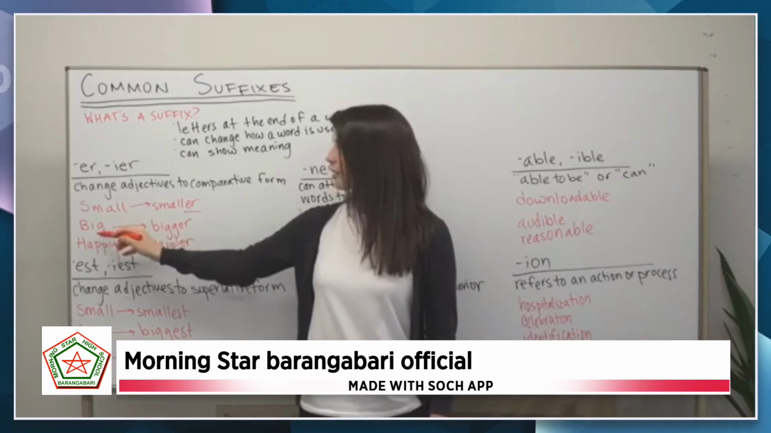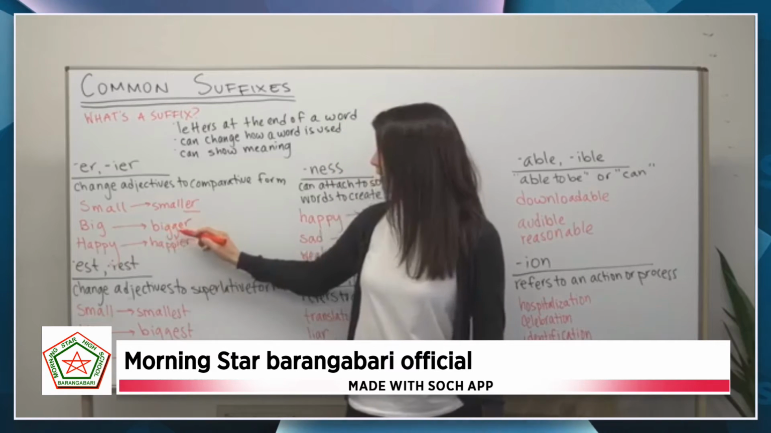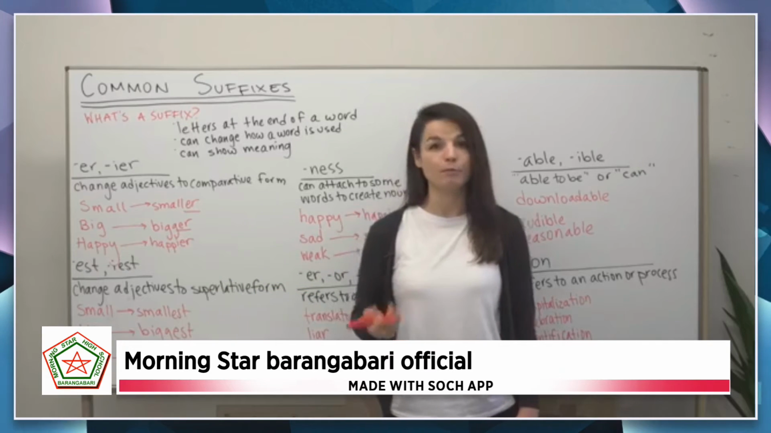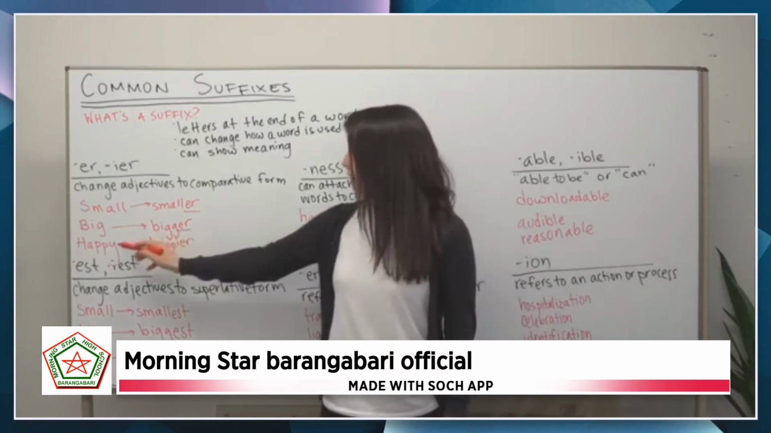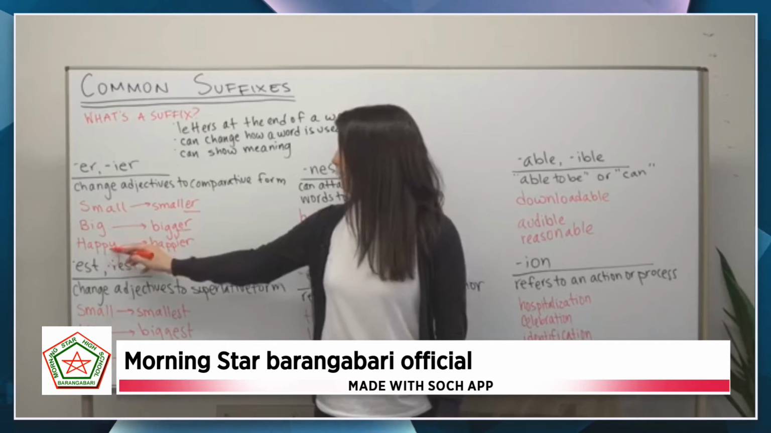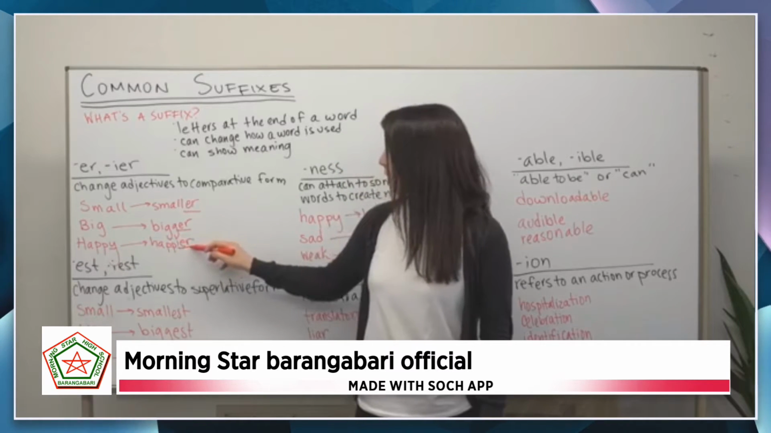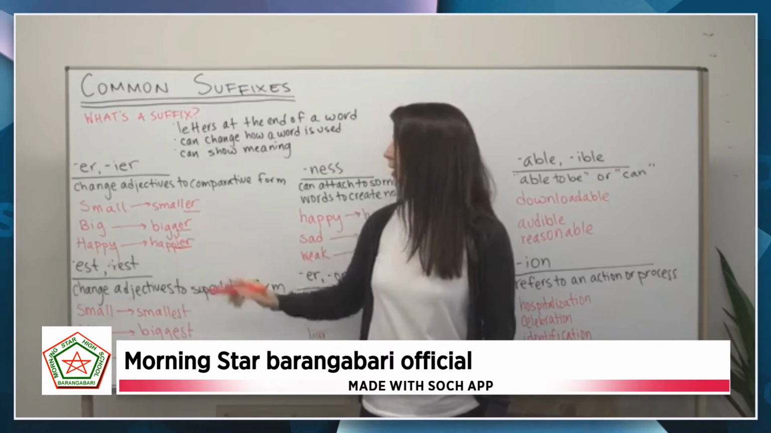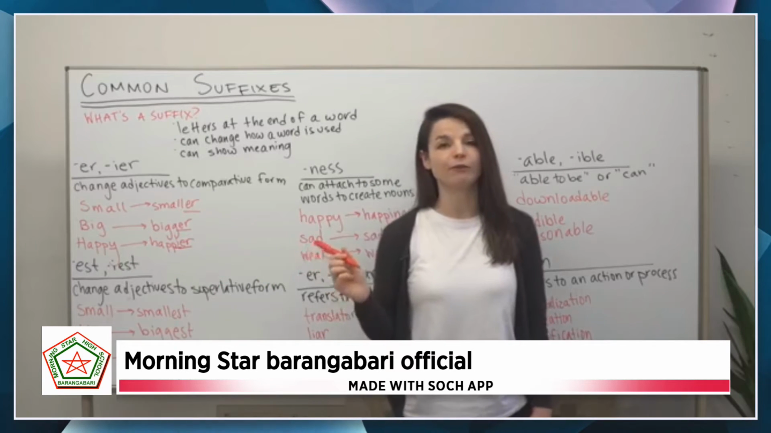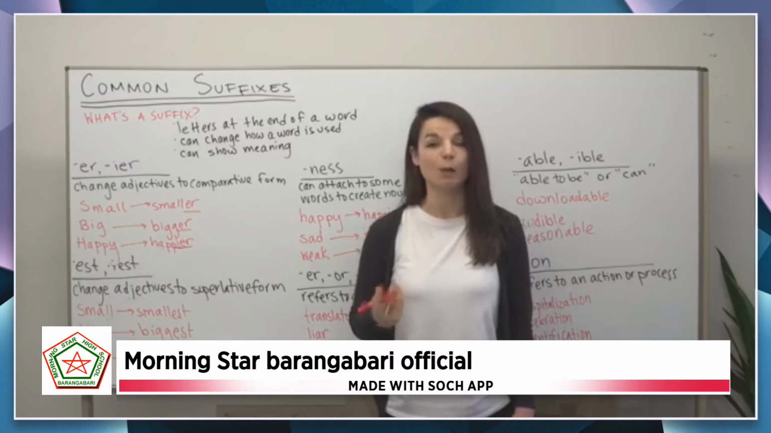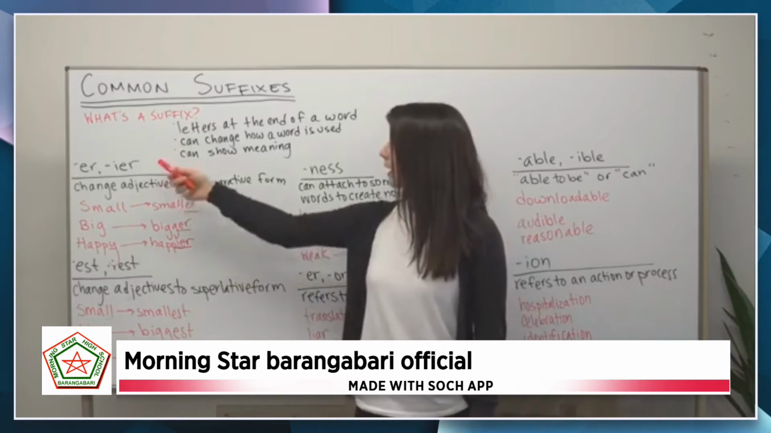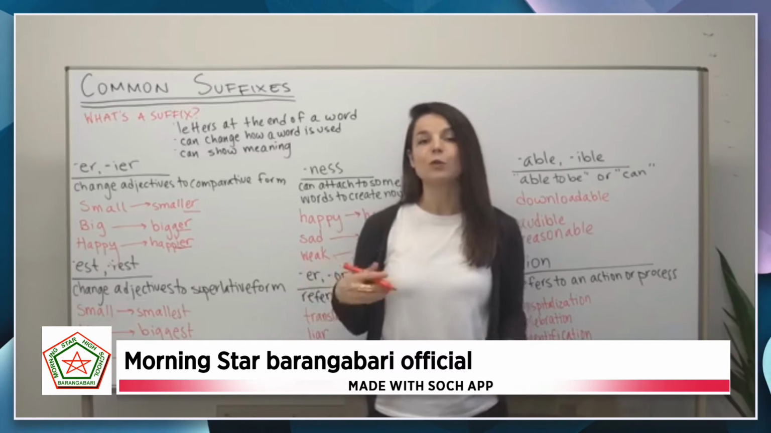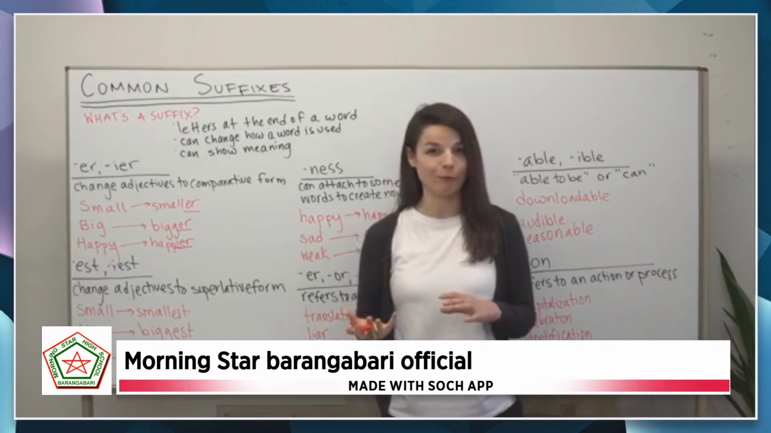Same thing with the adjective big. By adding ER, the suffix ER, we create the comparative form, bigger. Happy is another example. Happy ends in Y. So when we make the comparative form, we remove the Y sound and use IER. This is irregular for adjectives that end in Y. So ER and IER are suffixes. They change adjectives to a comparative adjective form.